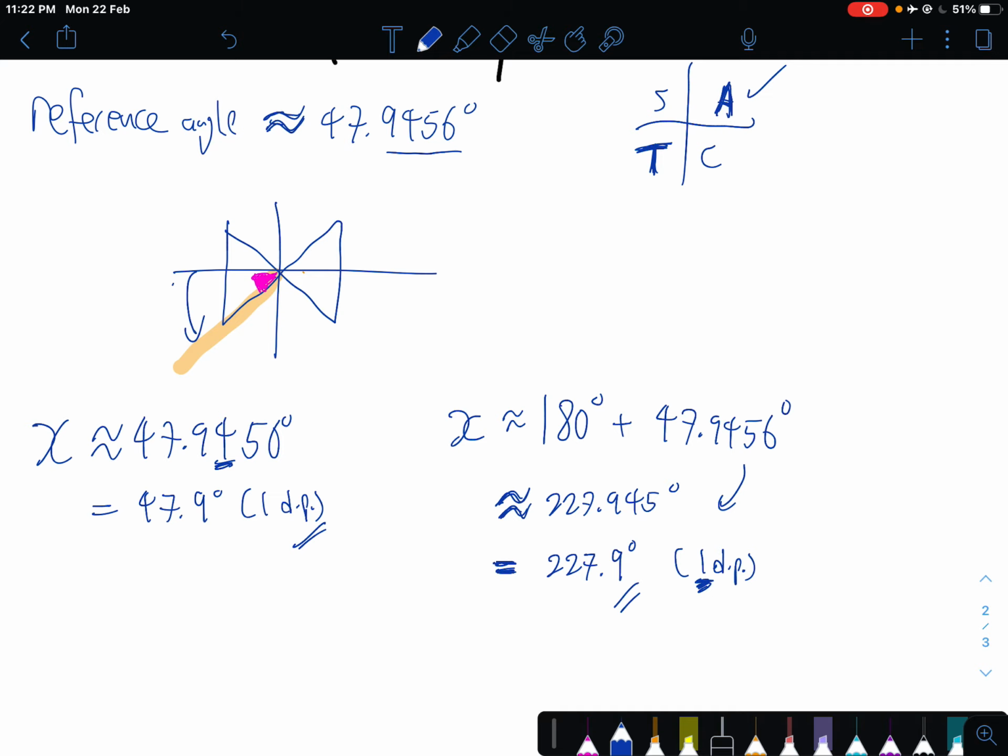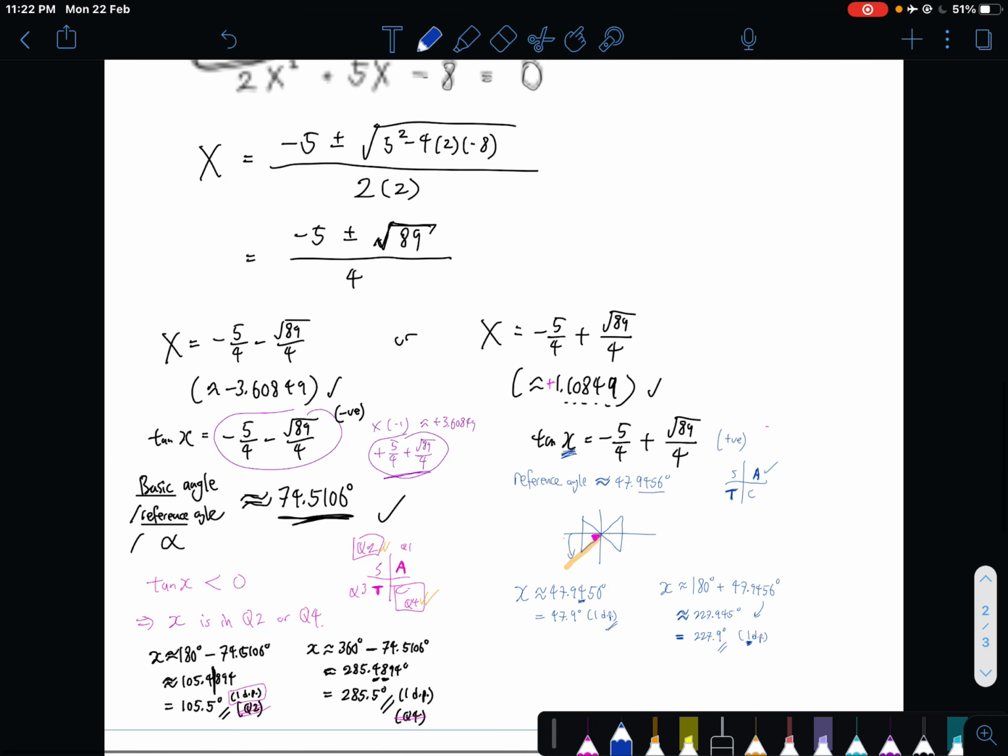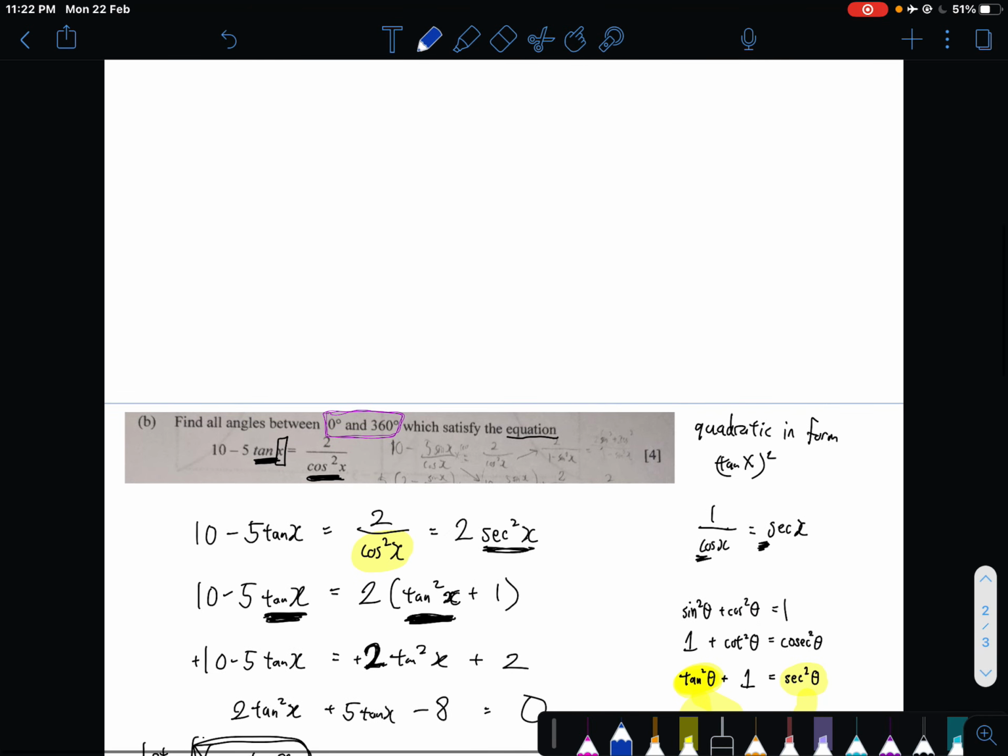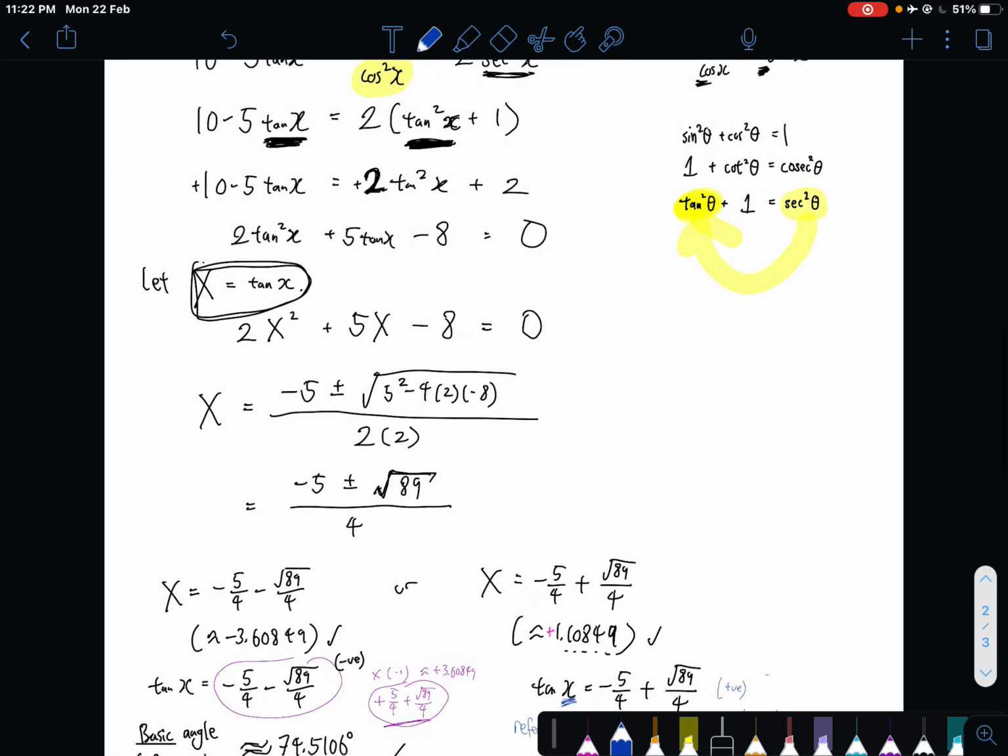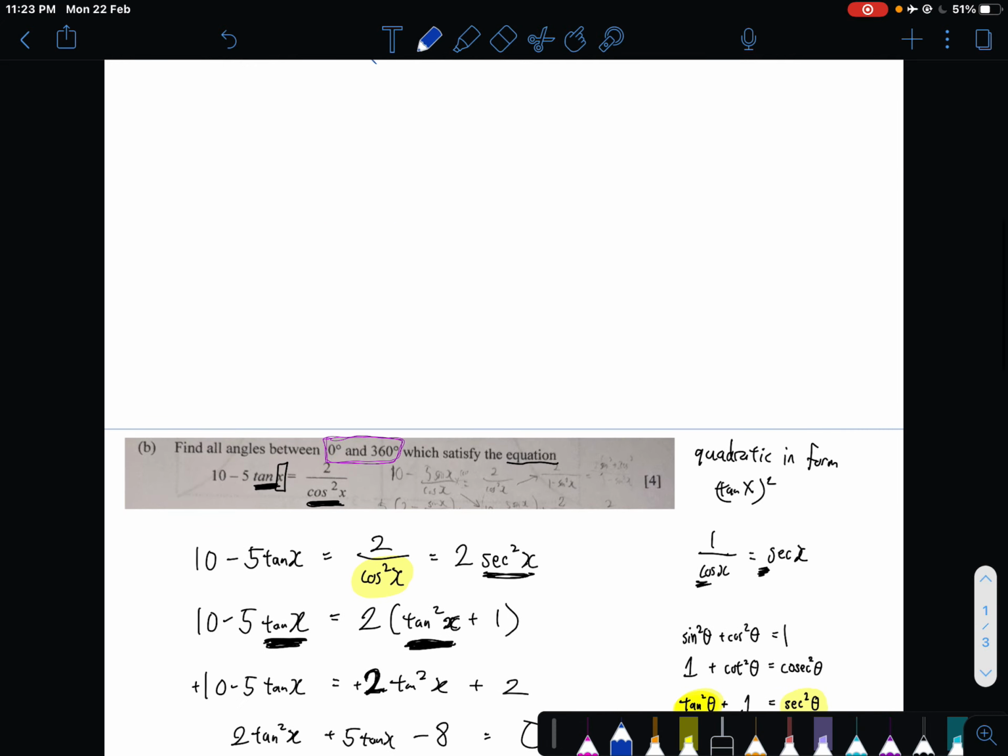Okay, good. So now we have all 4 of our angles. Then double confirm with the question. They wanted you to find angles between 0 degrees and 360 degrees. Do we have that? 105.5, yes. 285.5, yes. 47.9, yes. 227.9, yes. They're all within 0 to 360 degrees, and that is all 4 of your answers. All 4 of the angles x that you need.